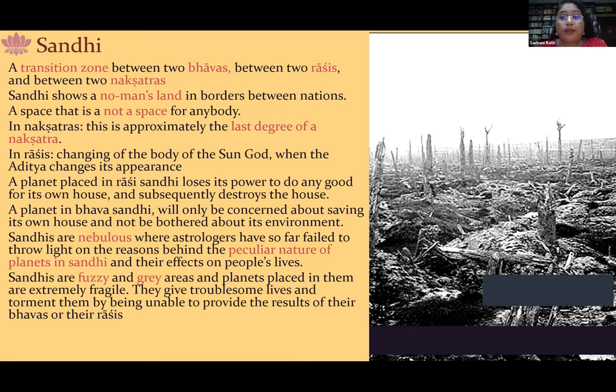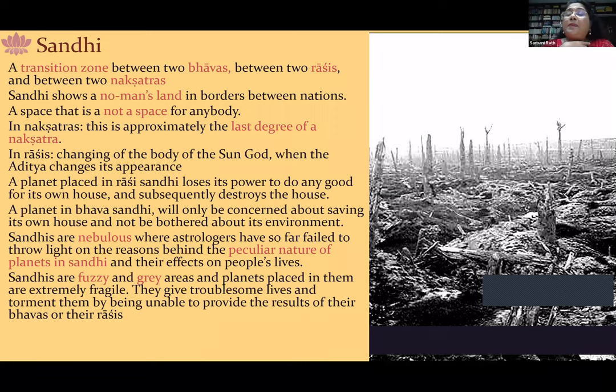And this peculiar nature of the graha obviously has a very serious impact on a person's life. Hence, we can say that these no man's lands, somebody who doesn't belong to anybody, are fuzzy areas. They are gray areas. They are neither black nor white. Fuzzy because nothing is defined. And hence planets, when placed in them, become very, very fragile. They actually make a native's life very troublesome, and they will torment the native right through life and will be unable to provide the results of their bhavas or rashis.